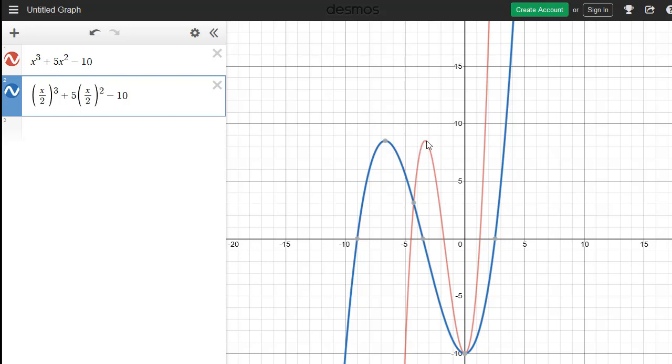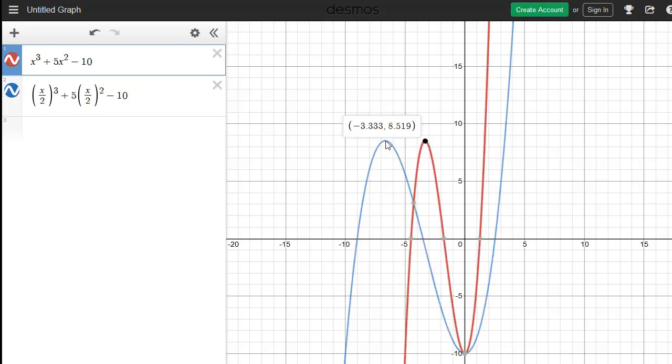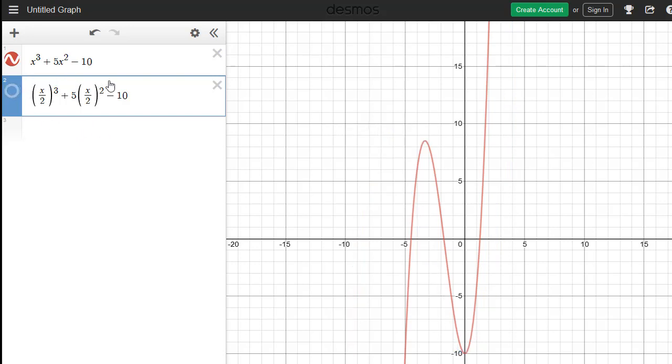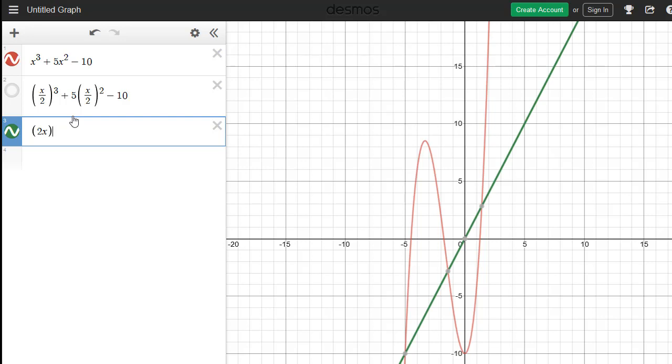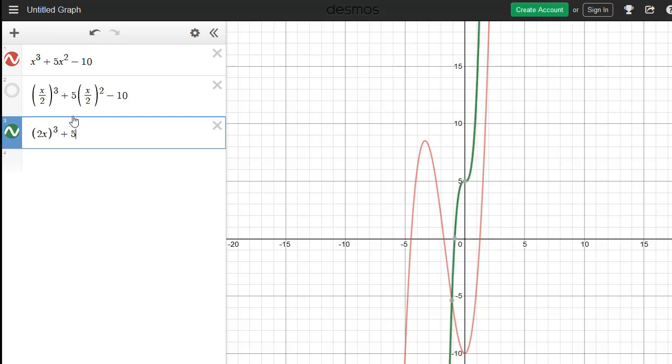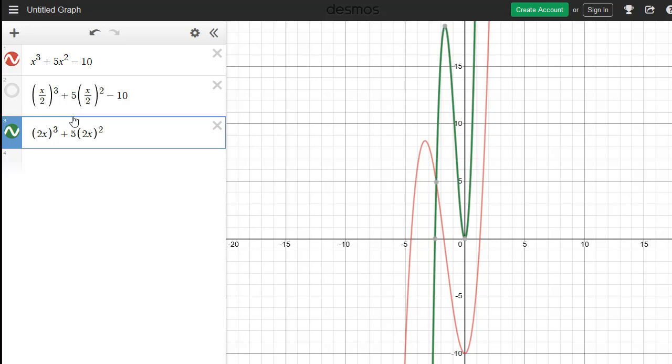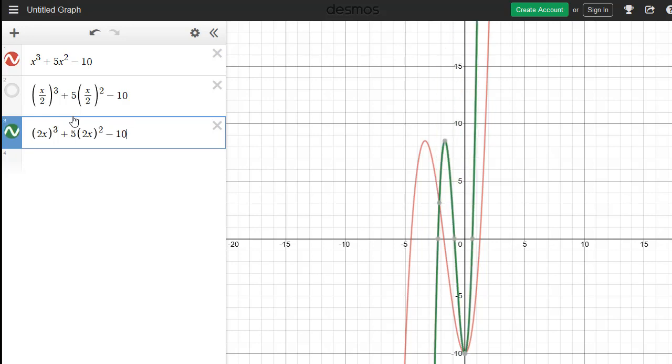So what used to be a peak here is now a peak over here, twice as far away. What used to have a line hitting the x-axis here is now hitting the x-axis here. So it is exactly twice as far. So that's how the stretches work. You divide by the factor you want to stretch it by. What about if I want to do a shrink, if I want to compress it? So if I want to compress it by a factor of 2, I change each x into 2x, cubed plus 5 times 2x squared minus 10. And now you can see what happened.